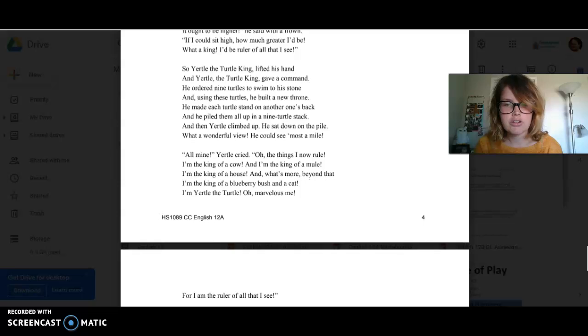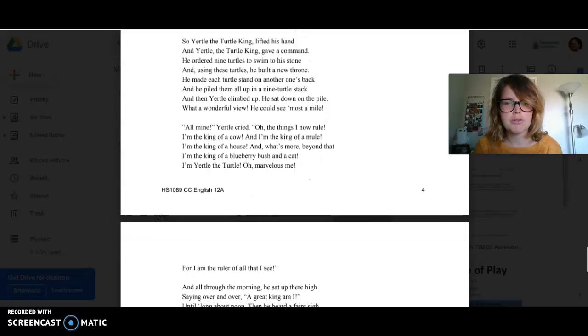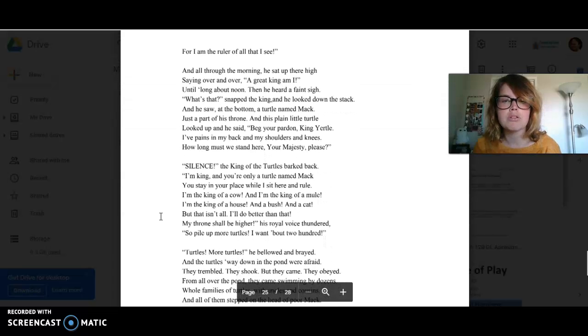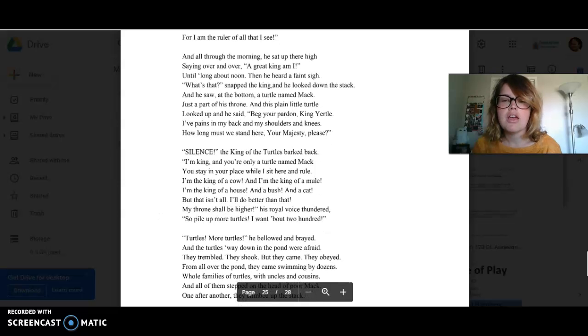"All mine," Yertle cried, "oh, the things I now rule. I'm king of a cow, I'm king of a mule, I'm king of a house, and what's more, beyond that, I'm king of a blueberry bush and a cat. I'm Yertle the Turtle, oh marvelous me, for I am the ruler of all that I see." And all through the morning he sat there, up there high, saying over and over, "A great king am I," until long about noon he heard a faint sigh.